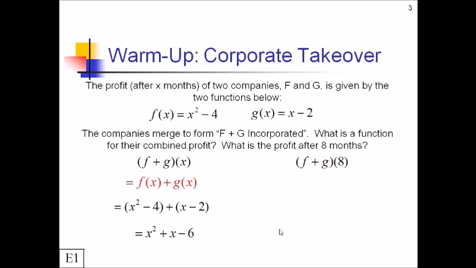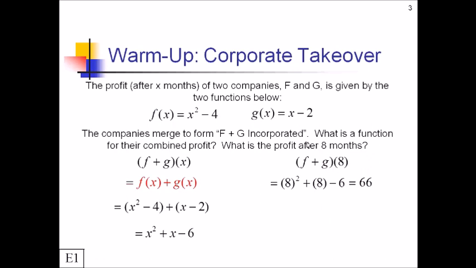Now over here, when we have this 8 getting plugged in, this is just saying whatever this combined function is, plug 8 into it. So you could take the function you just came up with over here and substitute 8 for x, calling this 8 squared plus 8 minus 6. So that's 64 plus 8 is 72. Minus 6 is 66.